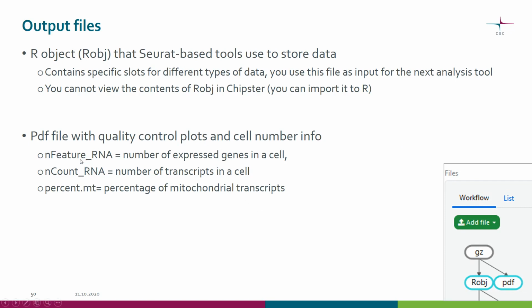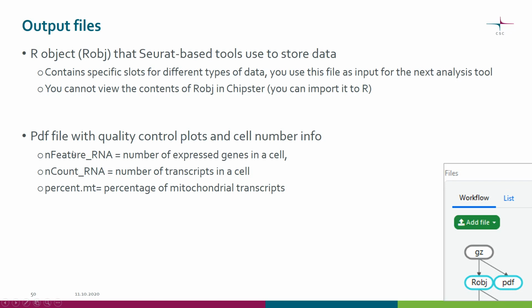There we have different terms, which can be a bit confusing. We have the number of expressed genes in a cell, called N-feature RNA. There's also the number of transcripts in a cell, N-count RNA. And then there is the percentage of mitochondrial transcripts, %MT.